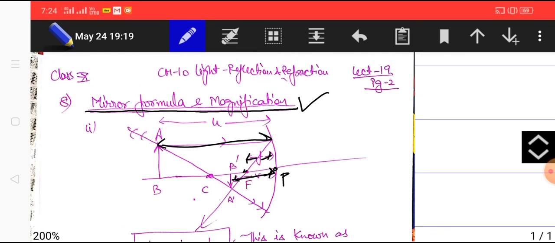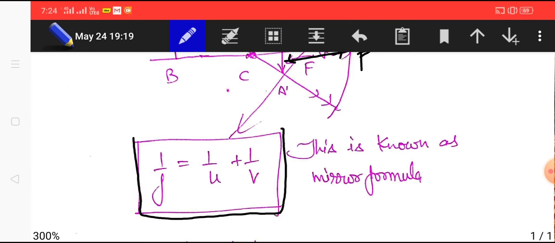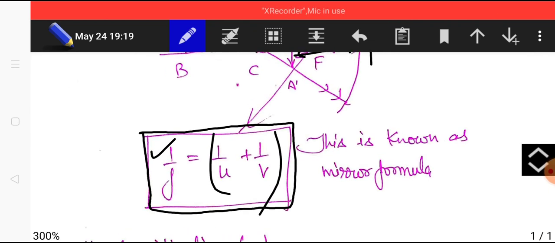So for any mirror, doesn't matter whether convex or concave, this relation is going to hold true for any case, that is 1 by f is equal to 1 by u plus 1 by v. This is known as your mirror formula, and you are going to solve numericals based on this. No need to learn the derivation at class 10th level, you just need to learn the formula.